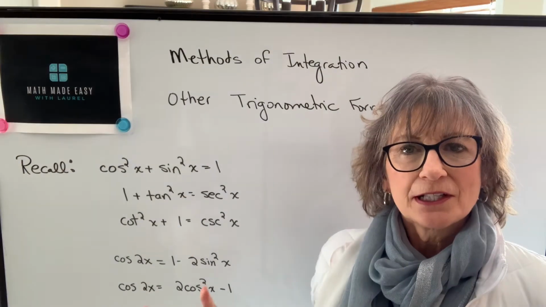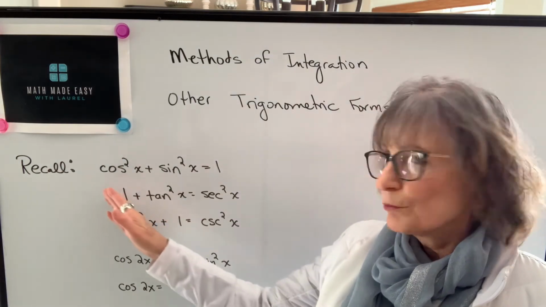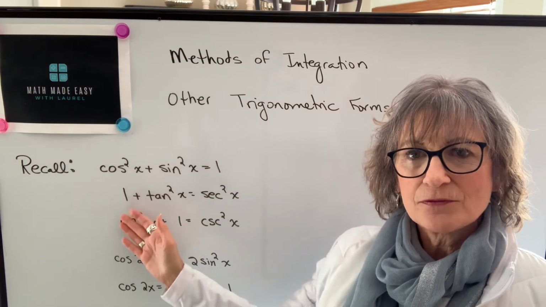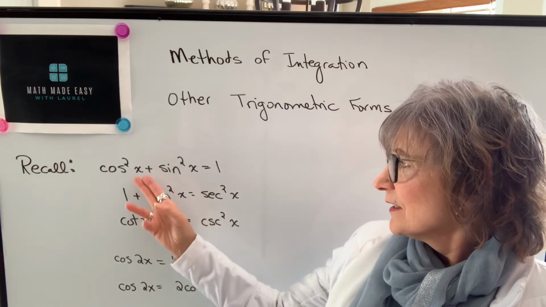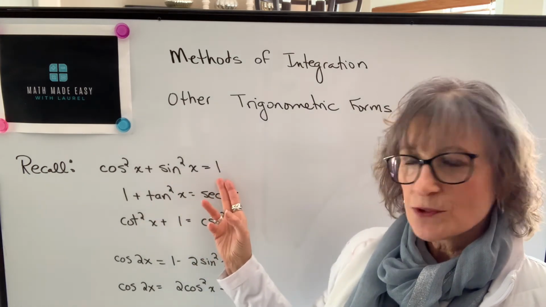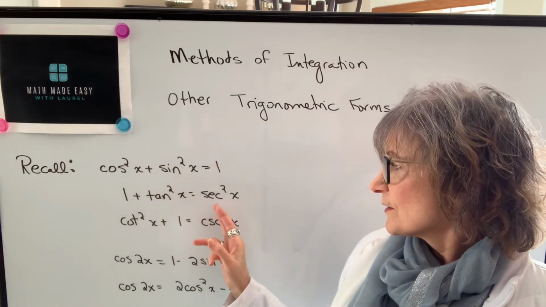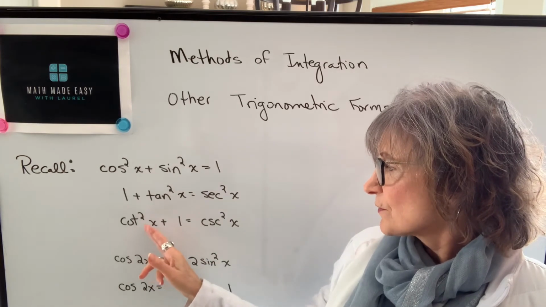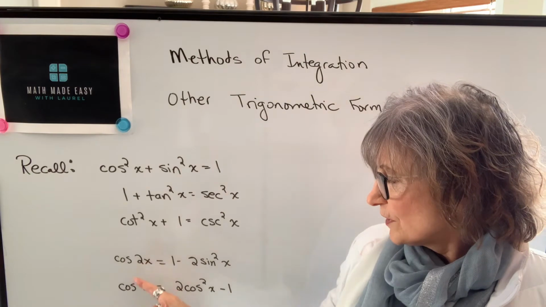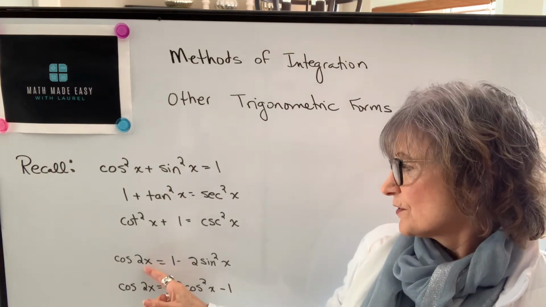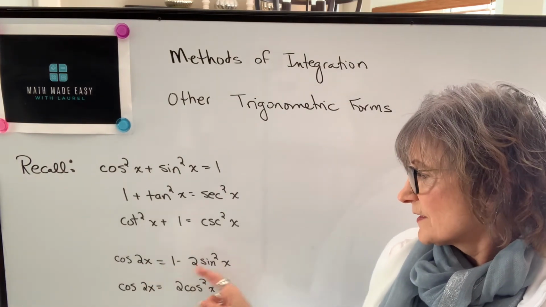Before we take a look at any examples, I want to review some trig identities that we've talked about in previous videos. These are the Pythagorean identities: cos squared x plus sine squared x equals 1, 1 plus tangent squared x equals secant squared x, and cotangent squared x plus 1 equals cosecant squared x. In addition, we have two double angle identities: cos of 2x equals this and this.